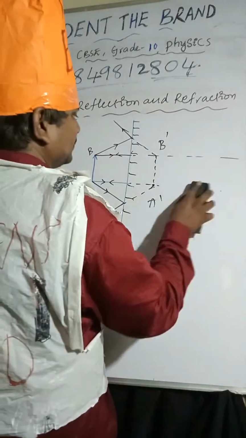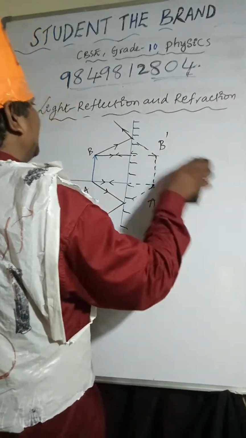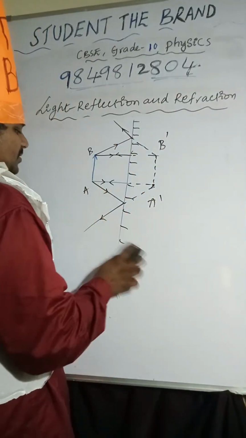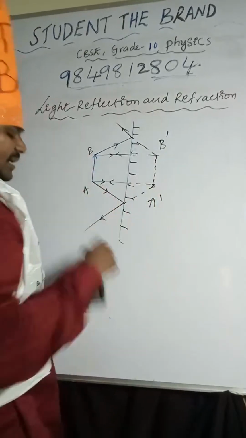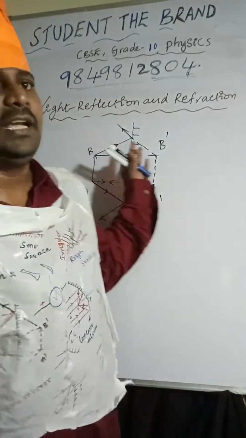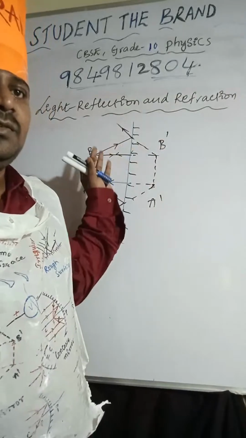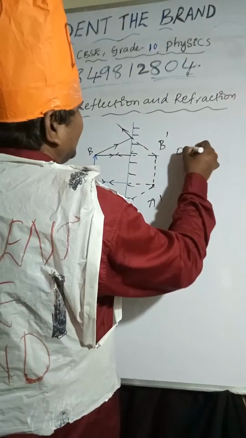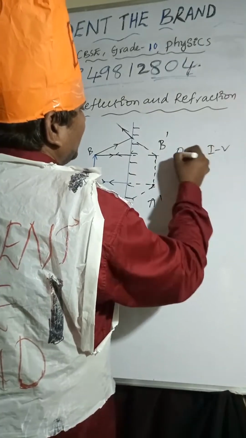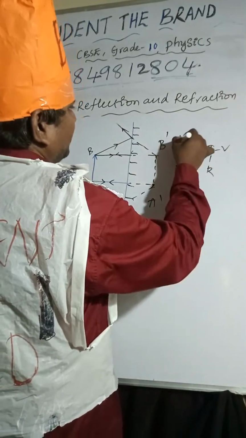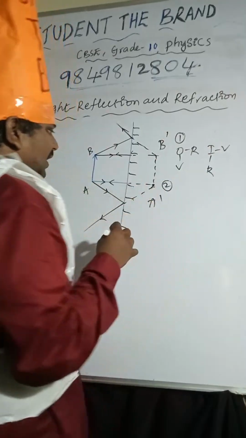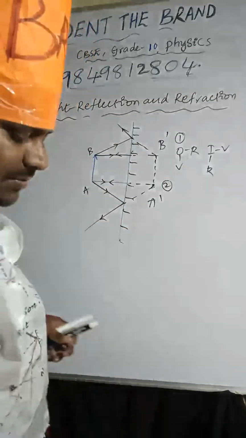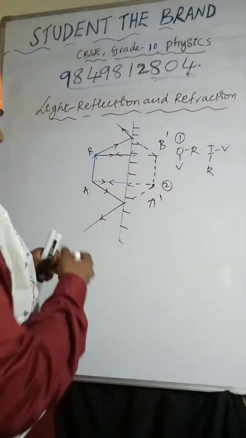If the object is real, the image is virtual. If the object is virtual, the image is real. Point number one. Point number two, the distance between object to mirror is equal to the distance between image to mirror.